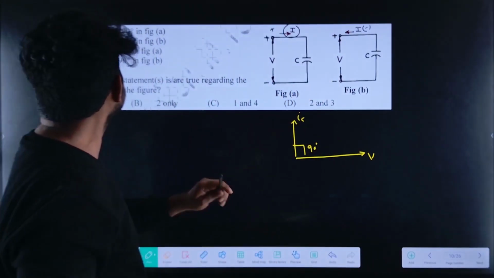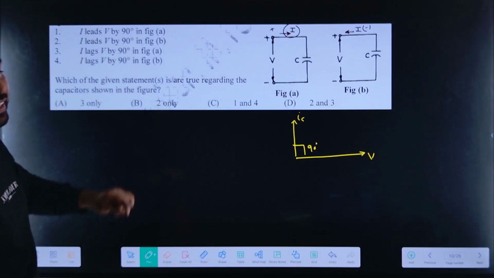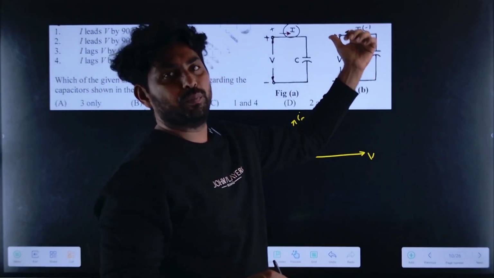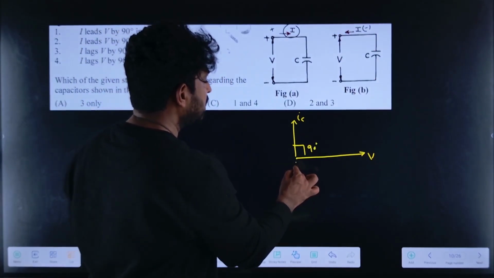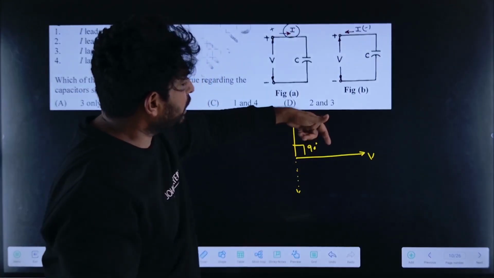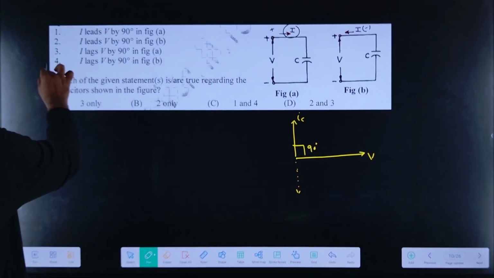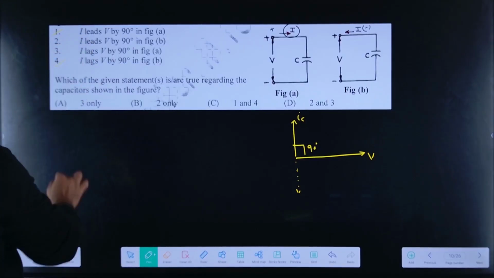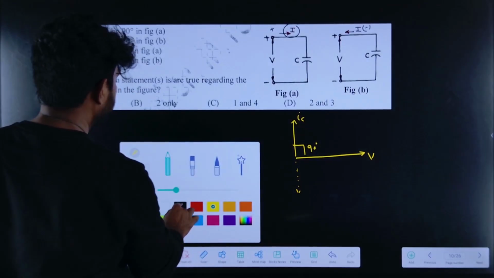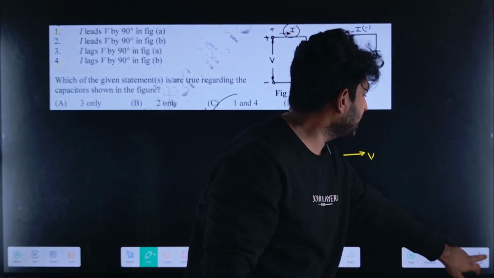So the first one, figure A, represents I leads V by 90 degrees. And what is the second one? The current is negative, in the sense that it is in the opposite direction. So the current lags the voltage by 90 degrees. I lags V by 90 degrees. So 1 and 4 both are correct. So the answer is C. Answer is C. Now let us see the next problem.